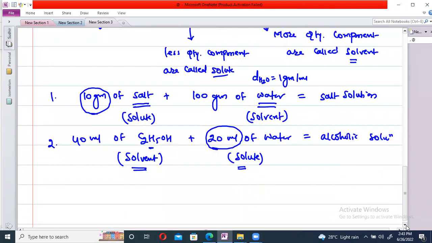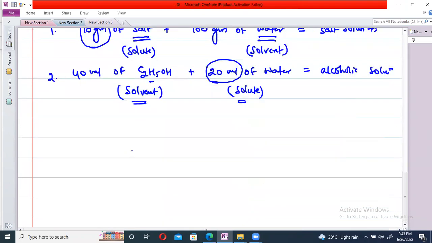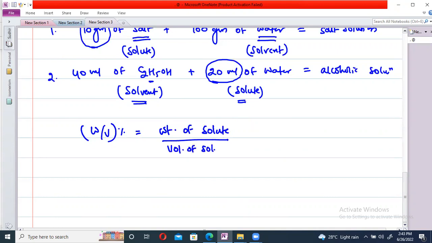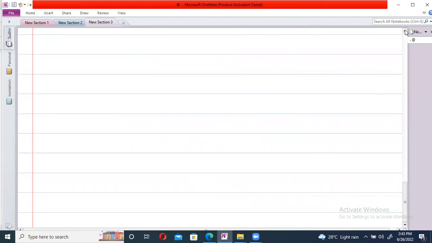Now we'll discuss the term W by V percentage. W by V percentage has a formula: weight of solute by volume of solution into 100. If we have this, we are able to find W by V percentage for anything.